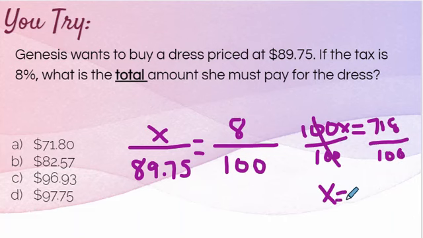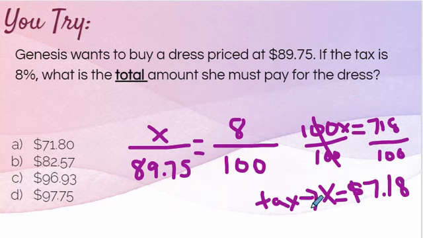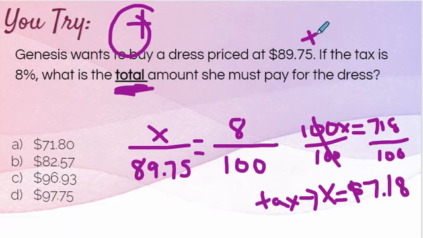And X equals $7.18. This is my tax. Okay, I figured out the tax. The question, though, asks for the total. So total starts with the T. We're adding when we see the word total. So I'm going to take the original price, the $89.75, and I'm going to add to that the $7.18. So that's how I'm getting $96.93. Wow, I put a lot of C answers on here. Again, questions, just let me know.